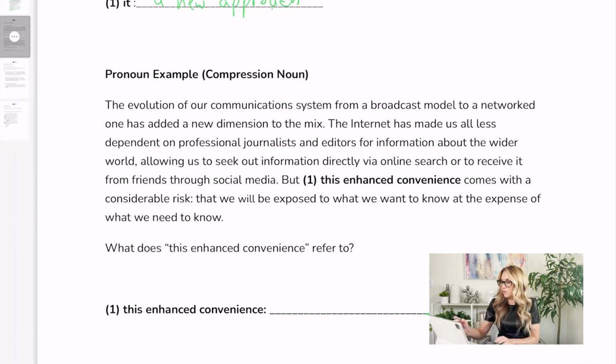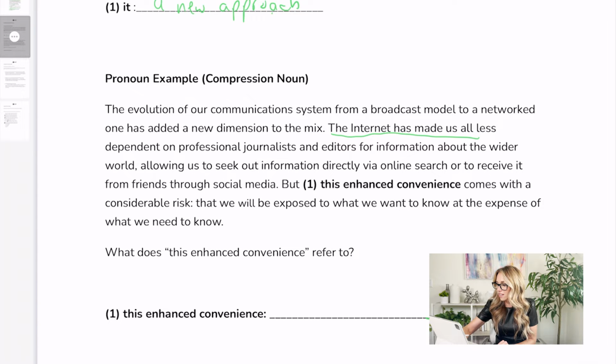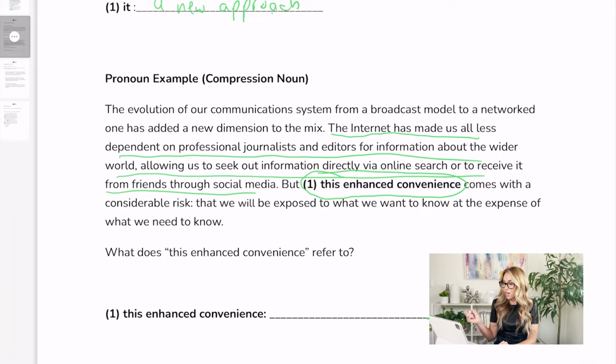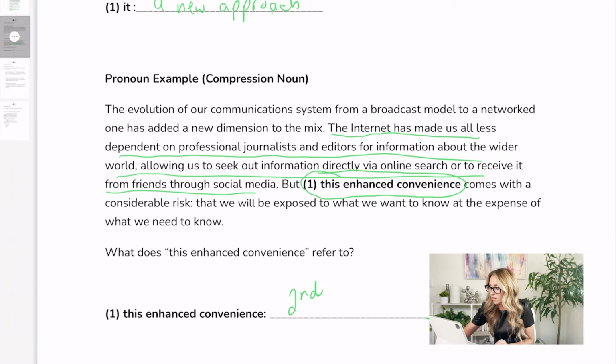So yes, it is referring to the entire second sentence. So as you can see, this is a very long sentence, and now they're referring to it again by compressing it down into a short phrase. But what is the convenience? Well, they rely less on professional journalists and they're allowed to seek out information directly via online sources. Okay. Our next fundamental is words and context.